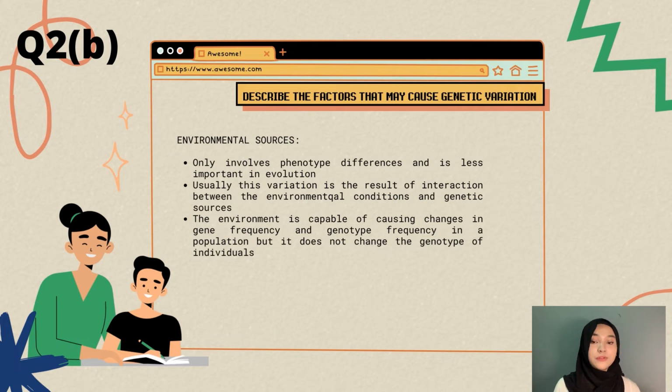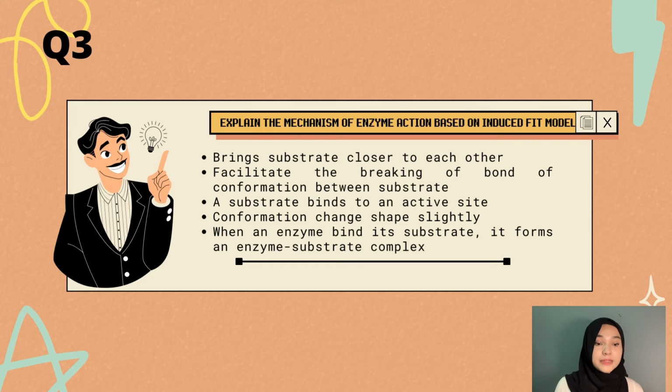Now, let's move on to question 3. Explain the mechanism of enzyme action based on the induced fit model. The points are: bring substrates closer to each other, and facilitate the breaking of bonds between substrates. A substrate binds to an active site, the enzyme changes conformation slightly, and when an enzyme binds its substrate, it forms an enzyme-substrate complex.